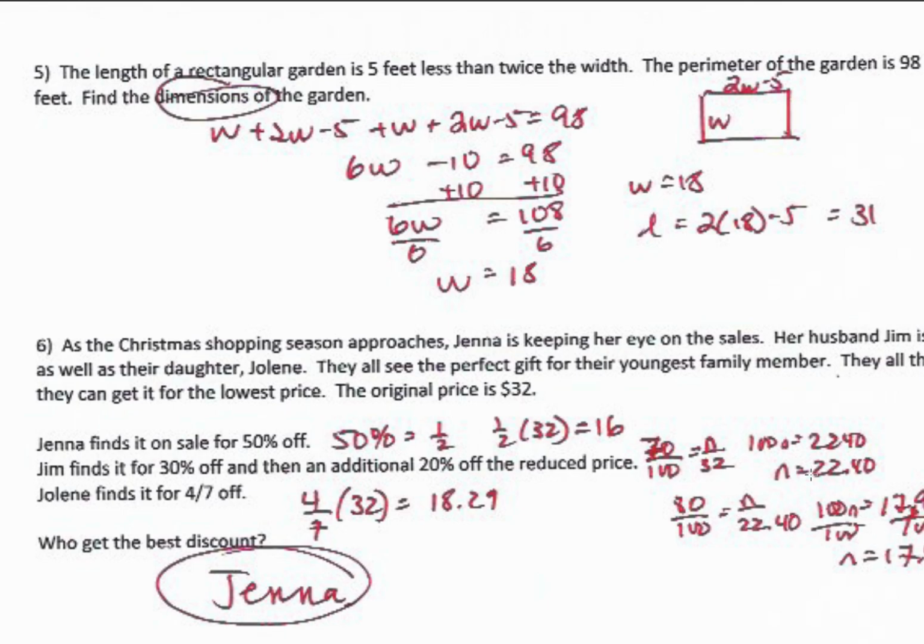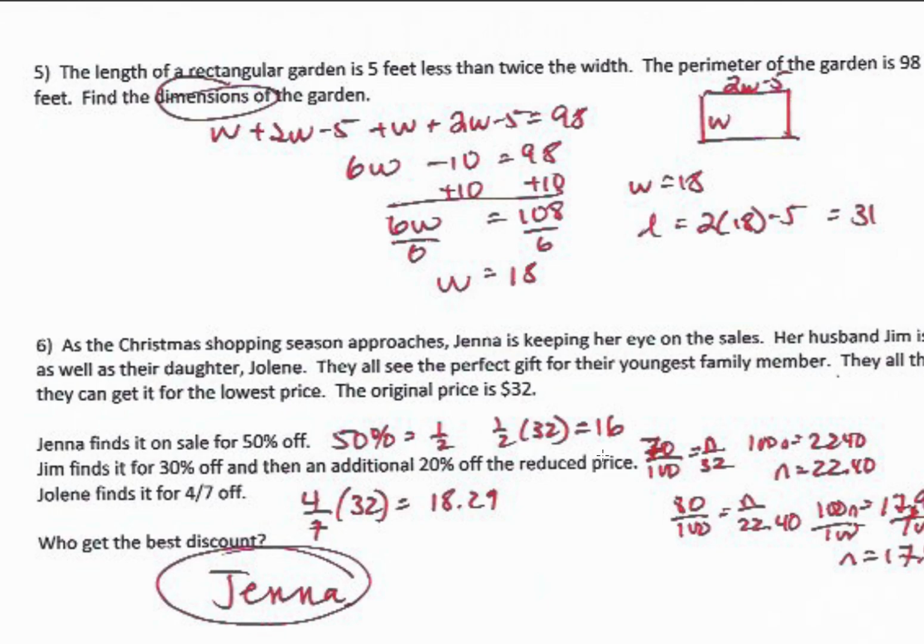So if you are saving 20%, you're spending 80. So 80 over 100 equals n over 22.40. Cross multiply, and you get 17.92, which is a little bit more money than Jenna spends, which is to be expected. Last, Jolene gets it for 4/7 off.